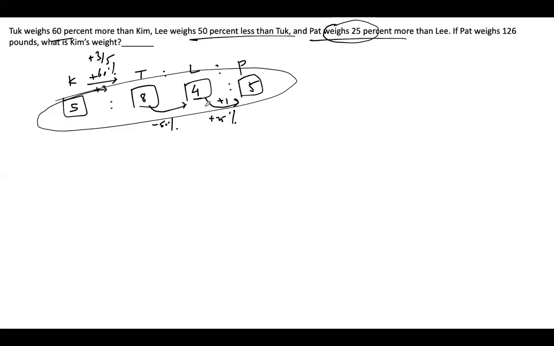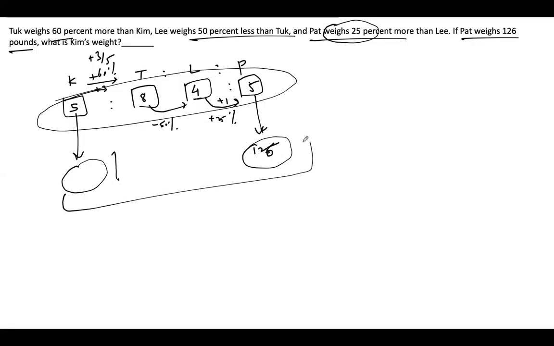Now what is the information? The information says that Pat weighs 126 pounds. So what is Kim's weight? Kim's weight is 126, the same as Pat. 5 is equivalent to 126. So 5 will also be equivalent to 126.